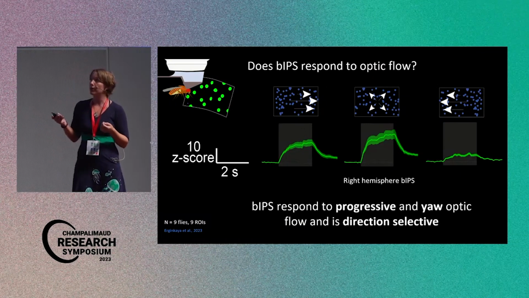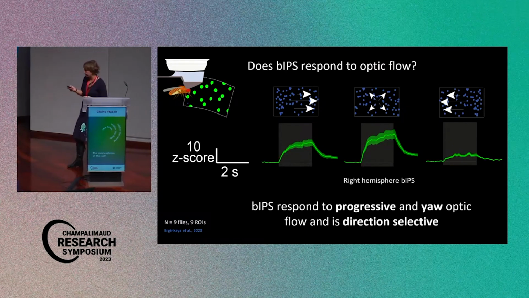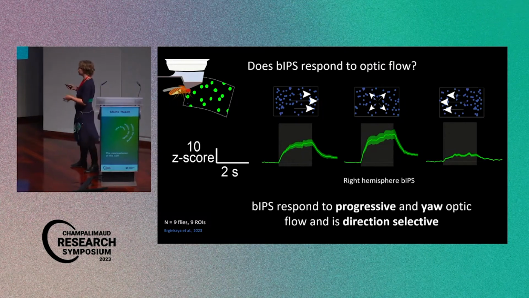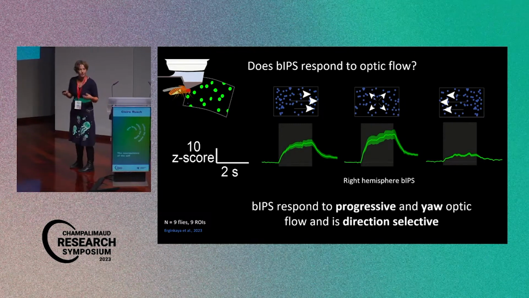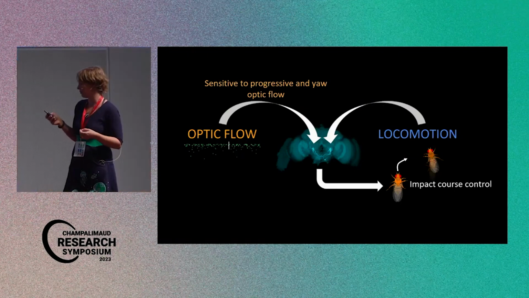specific. So this right BIPS, for example, really likes turning left, or what would be the corresponding optic flow to turn left, but doesn't care at all about the opposite direction. So there is a big direction selectivity here. OK, so now we know what the neuron cares about for optic flow. But what about the locomotion?